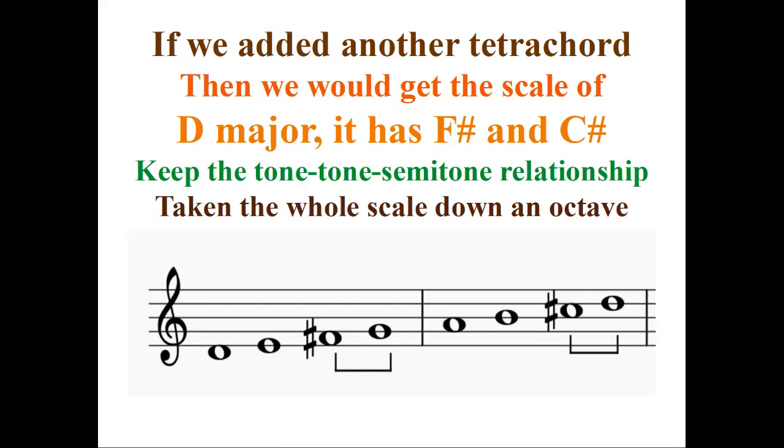If we added another tetrachord, then we would get the scale of D major. It has F sharp and C sharp. Keep the tone, tone, semitone relationship. I have taken the whole scale of D down an octave just to make it more readable.